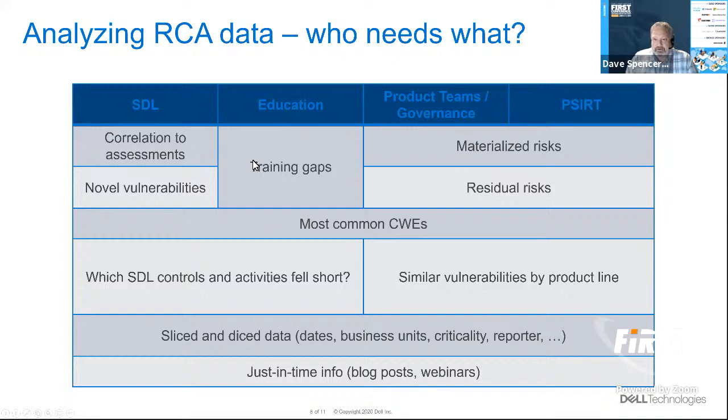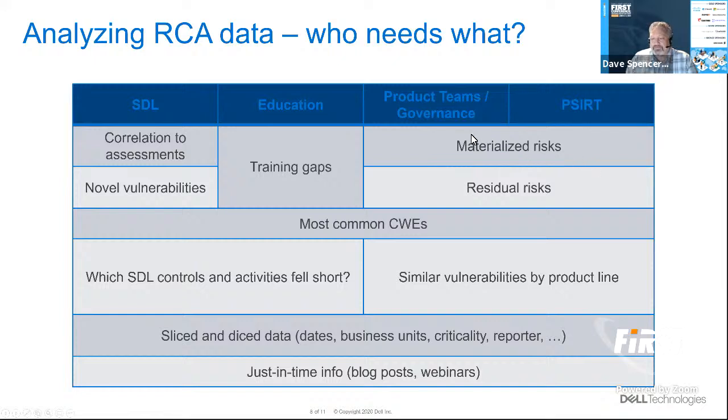Our folks who are responsible for our education want to know about gaps in our training. Are there things that we should be teaching people about better or things that we're just not teaching them about at all? Our product teams, our governance teams, and our PSIRT organization, they care a lot about risk, right? So whether these are risks that were acknowledged in the past that materialized and turned into a vulnerability, that's an important piece of information for them.